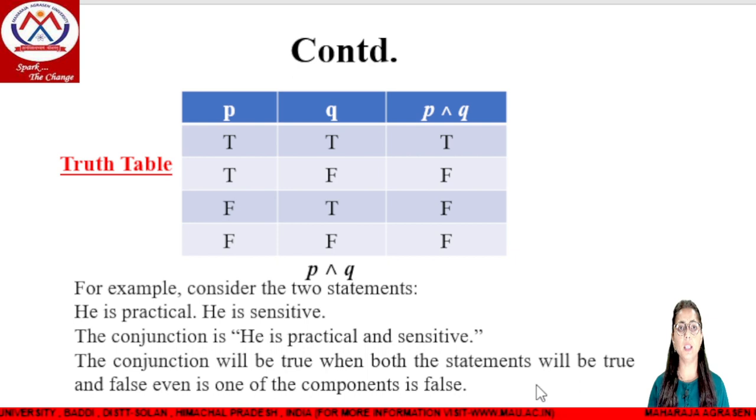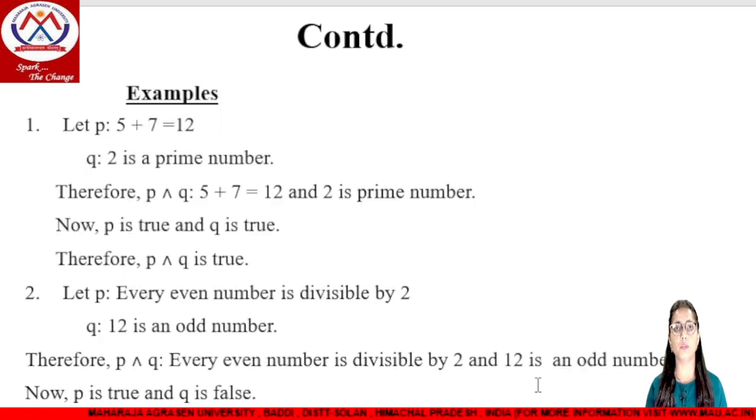So for example, consider the two statements, he is practical, he is sensitive. Then how can we take its conjunction? Its conjunction is he is practical and sensitive, and is the conjunction here. So the conjunction will be true when both the statements are true, and false even if one of the components is false. We can see in the truth table, when one of the components is false, then its conjunction is also false.